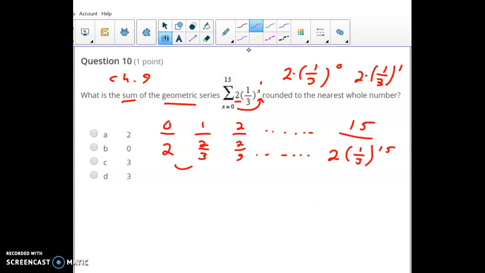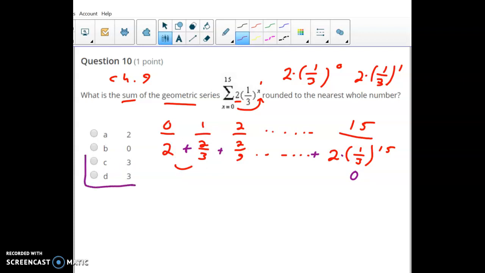Okay, and hopefully you start to realize that as these get smaller, this is called a converging series. So this is basically going to be 0. 1/3 to the 15th power is basically 0. It's really, really small, and times 2 is still pretty much going to be 0. All right, so at any rate, to find the sum, looking at this, the sum is probably going to be 3.